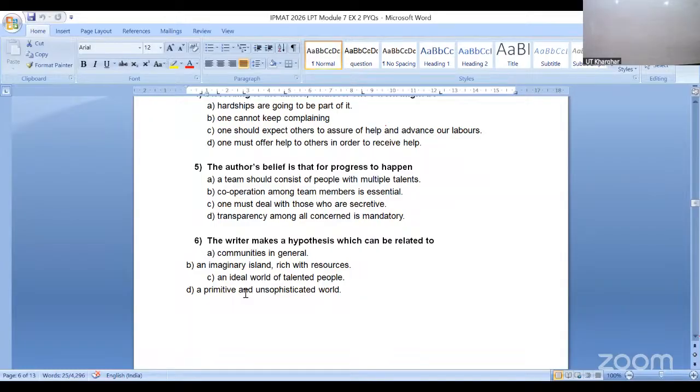Who wants to give me the answer to question 6? Riddhi? Riddhi, please do something about your sound system so you can hear me. Yes, Riddhi, answer to question 6. Ma'am, option A. Option A. So why do you think options B, C and D should be eliminated?